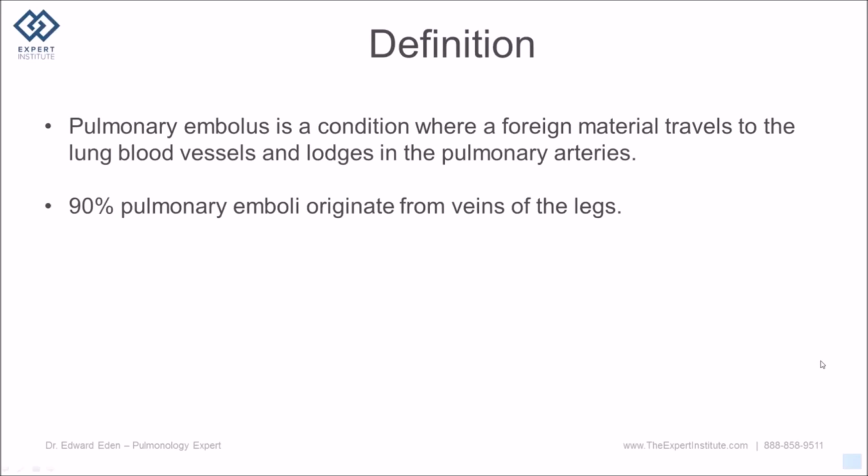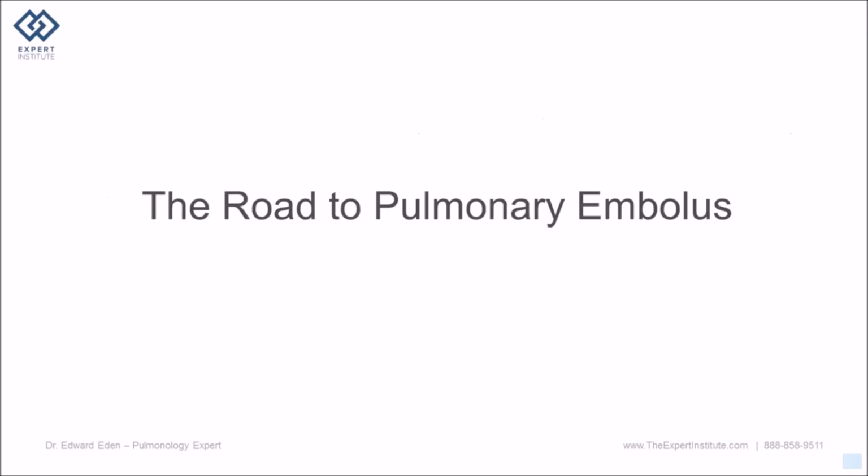So the first thing to tell you about is what pulmonary embolus is, and basically I think most people understand it as a condition where foreign material travels to lung blood vessels and lodges in the pulmonary arteries. And most of us know that 90% of pulmonary emboli do originate from the veins of the legs. Next slide, please. So I want to go over a little bit with you the anatomy of the venous system and how pulmonary embolus affects the lungs and consequently the patient.